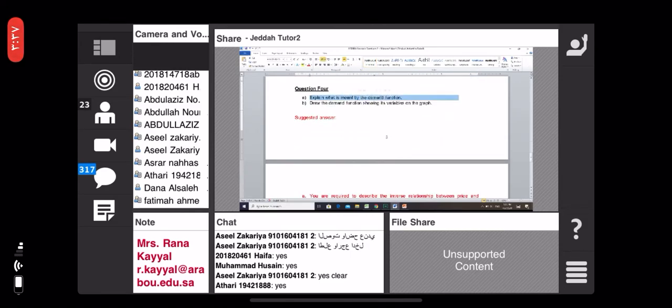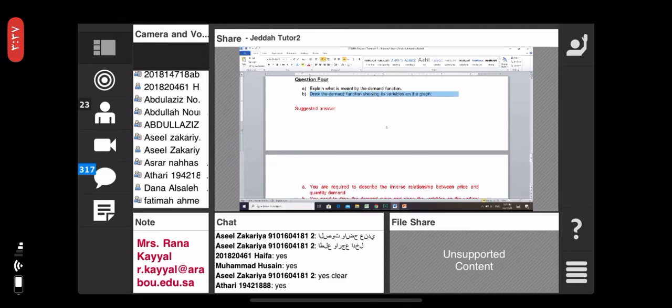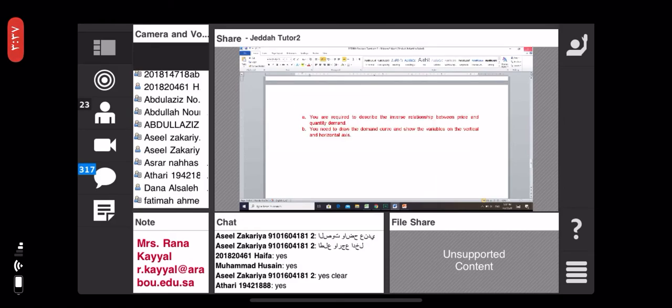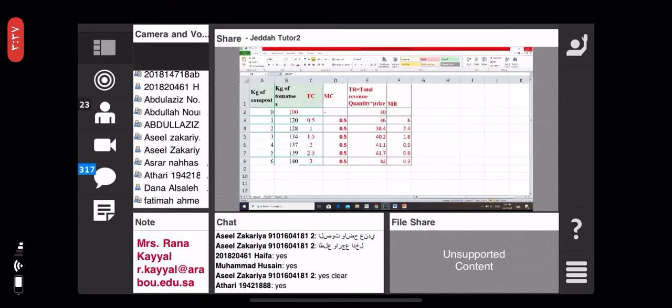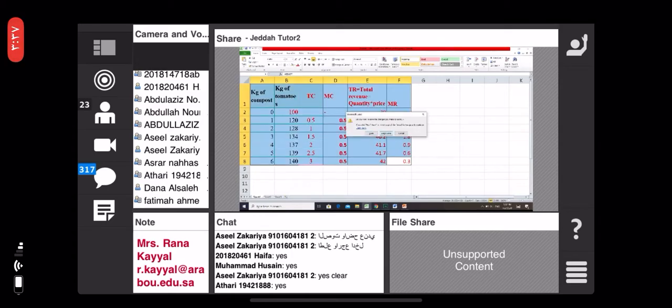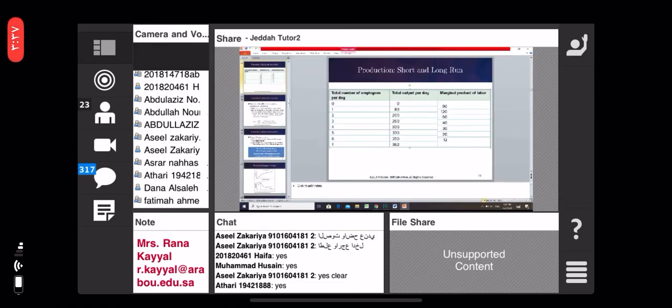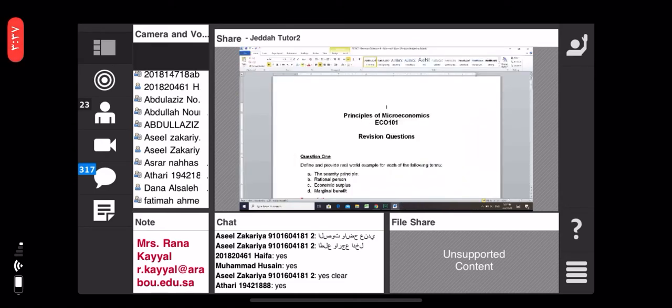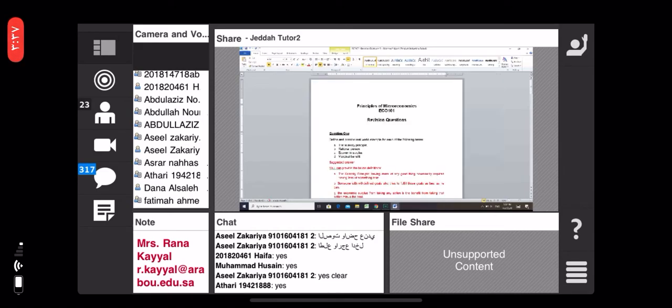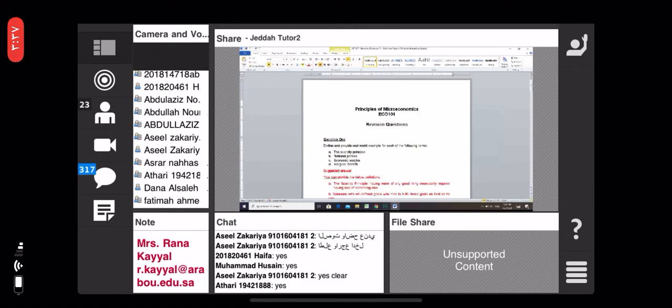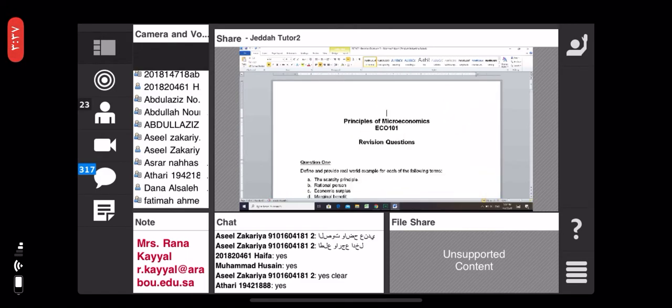This is what is meant by the demand function. This is repeated; I draw a demand function and show its variables. It is repeated, so I will just move on. Okay, this one: revision sheet number 3.